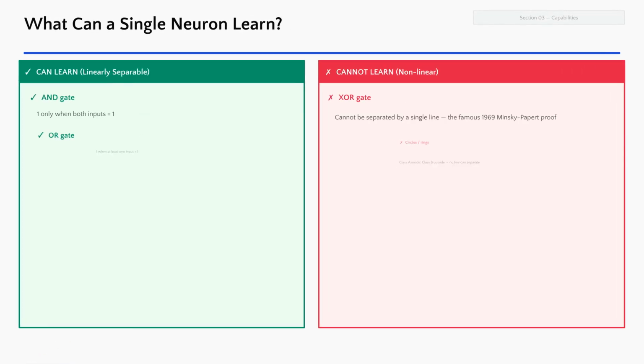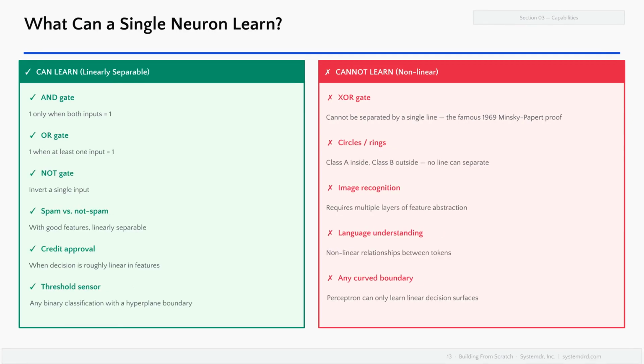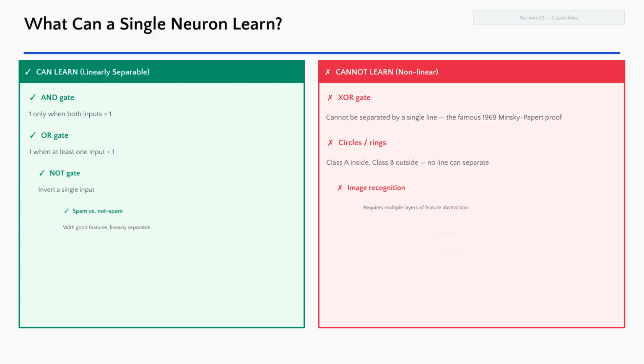A single neuron can only solve linearly separable problems, such as the AND, OR, and NOT gates, and simple binary classification tasks like spam detection. Crucially, it cannot solve nonlinear problems, like the XOR gate, or any task requiring curved decision boundaries. This limitation is why we need deeper networks.